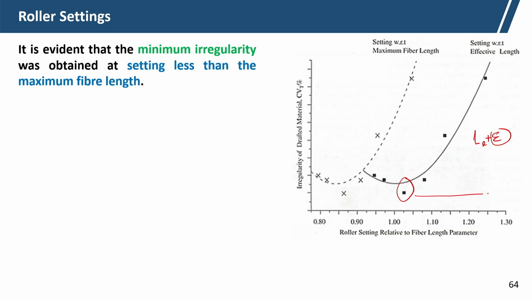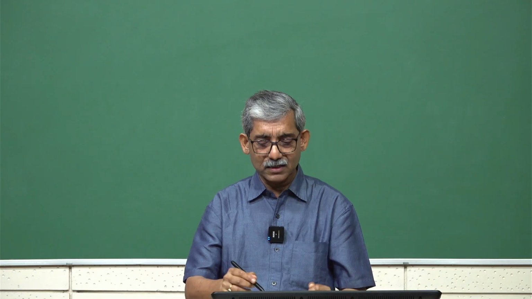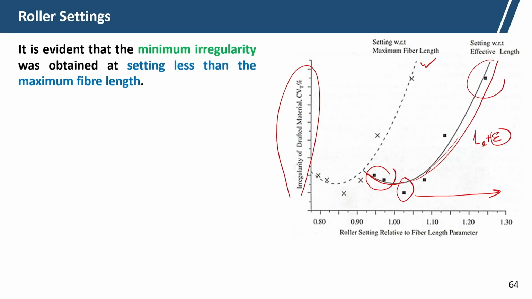As we go on increasing the roller setting, more and more floating fibers will be there, and that will result in irregularity. But what will happen if the roller setting is less than the effective length? Due to the spewing effect, clustering and clumping of the fibers will occur at the front roller, and that will increase the irregularity. On the basis of the maximum length, the minimum irregularity is observed at around 0.885 or 0.86.